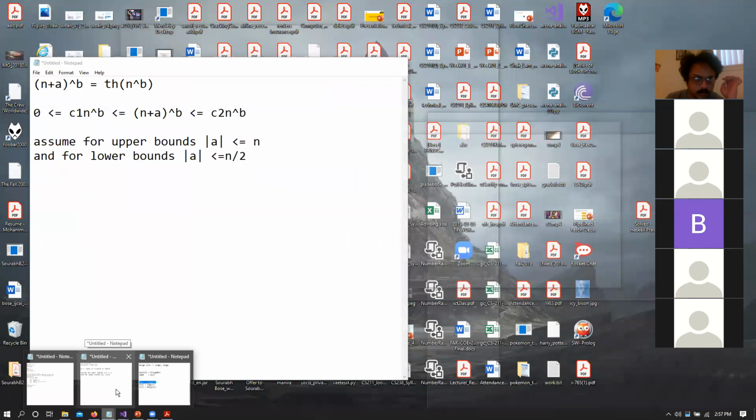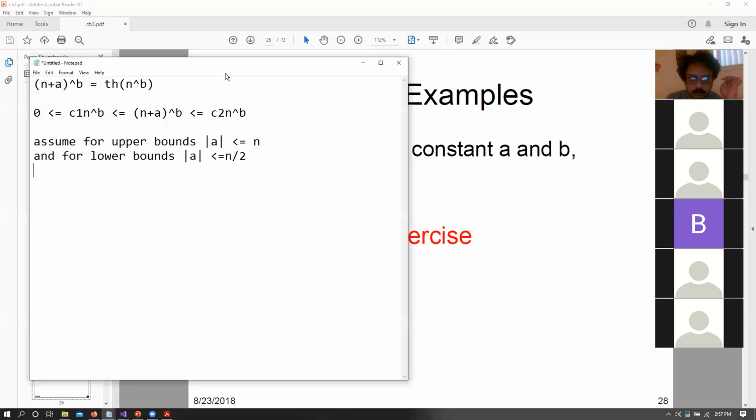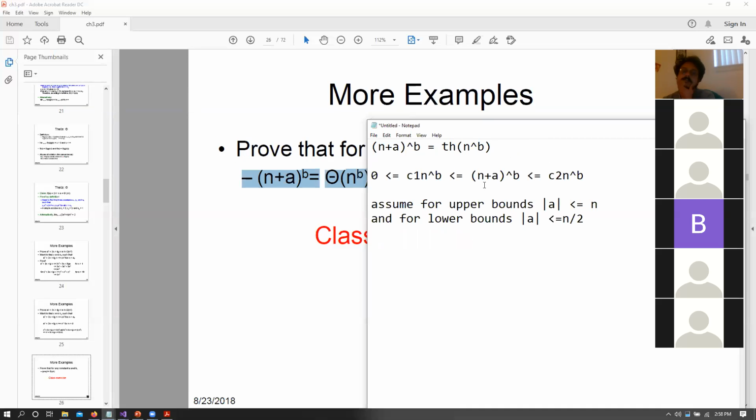Let's bring my thingy up. Okay, so we have (n plus a) raised to the power of b, and I'm claiming that it is theta of n to the power of b. For this, I need to show that we have some constant c1, where c1 times n to the power of b will always be smaller than (n plus a) to the power of b, and c2 times n to the power of b will always be larger than (n plus a) raised to the power of b.